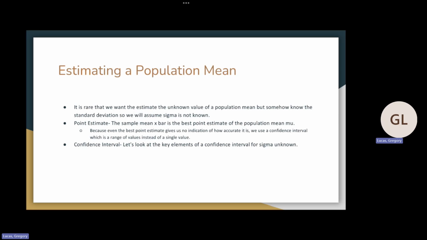And then a confidence interval. Let's look at the key elements of a confidence interval. For now, sigma is unknown. So we kind of saw it with proportions. We knew the standard deviation, a little bit easier to deal with. But now we're going to say we don't know the standard deviation, and this is probably the more accurate case here. A lot of times we'll have to use this method with sigma unknown.